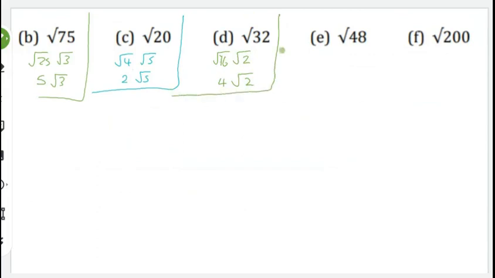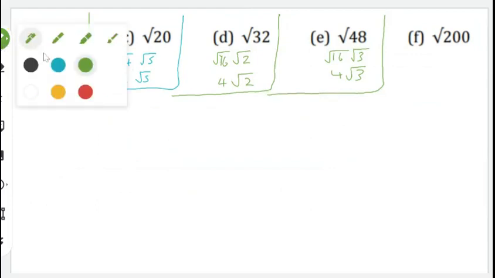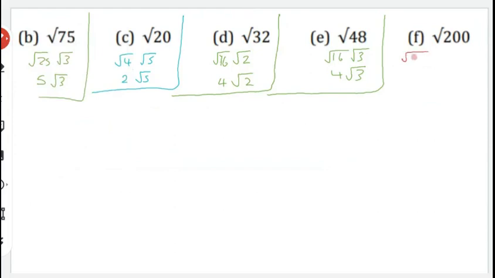The fourth one, I got 4 times the square root of 3. Nice, so you recognized that 48 was the square root of 16 times the square root of 3, which is 4 times the square root of 3. And then the last one, I got 10 times square root of 2. Nice, because it's square root of 100 times the square root of 2, which is 10 square root 2. Good stuff.